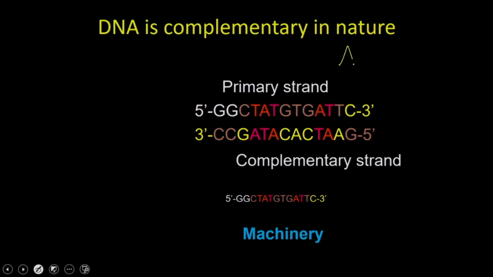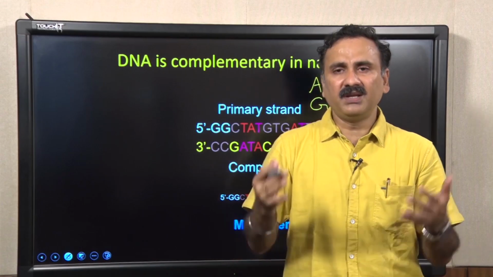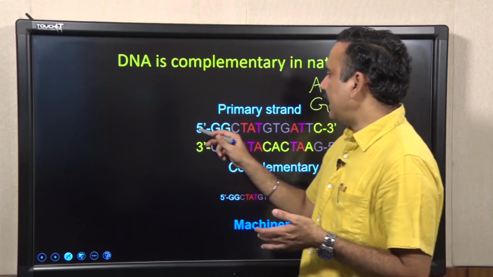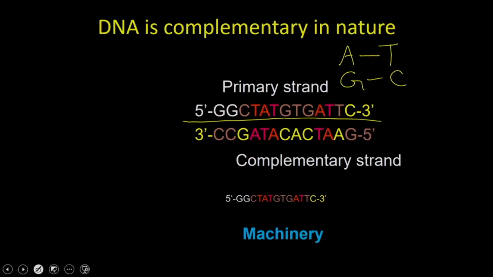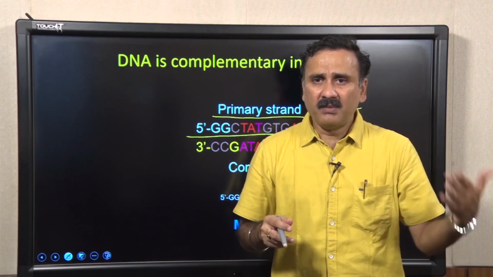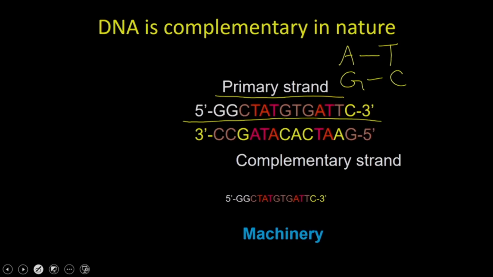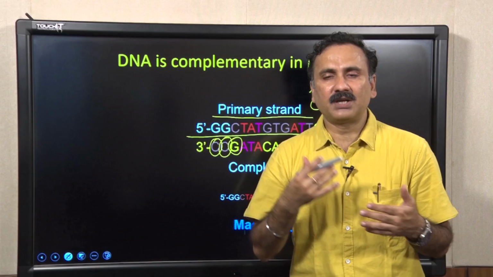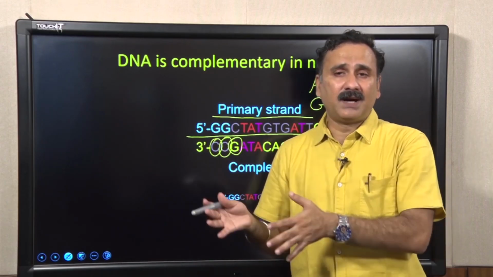Because A makes a pair with T and G makes a pair with C, the DNA is complementary in nature. What is meant by complementary in nature is that if you have a first sequence, which is called the primary strand, then you can deduce the complementary sequence. For example, in this case we have a primary sequence GGC, TAT, GTG, and what you see is that wherever you have a G, there is a C in the complementary strand. So, that is the way it maintains the complementarity.